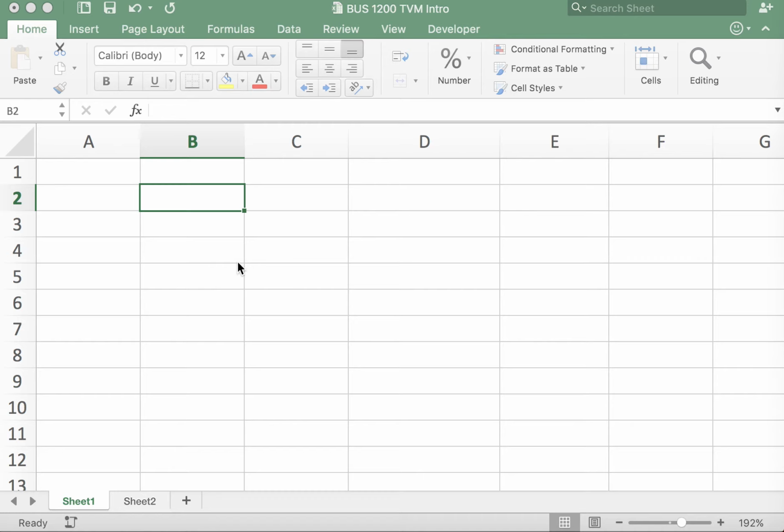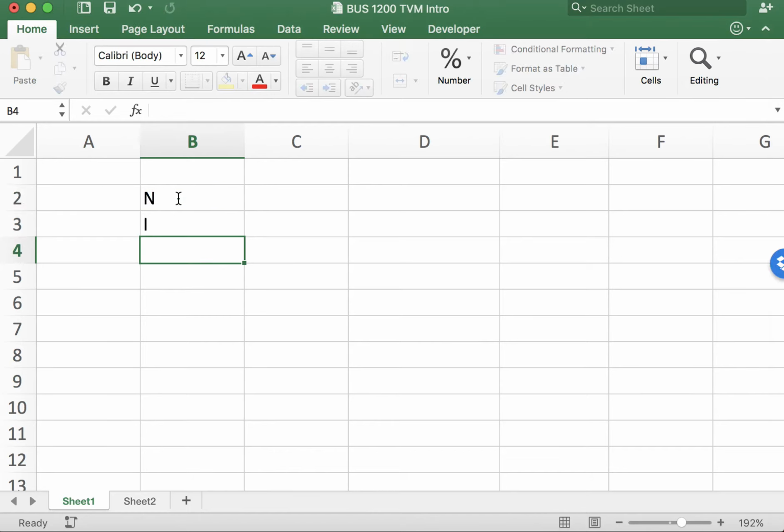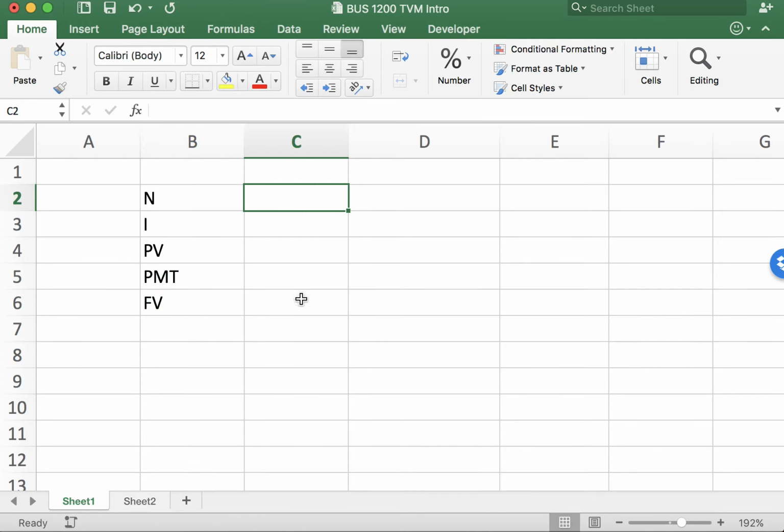So the first thing we do is N goes into the cell here. So we put N, I, PV, same variables as always, PMT, and FV. So we put our variables in there, and then the cells next to them, we start filling them in. We just read the question and fill them in as they come. So we know we need 4 of the 5 variables to calculate the answer. So let's see what the question says.